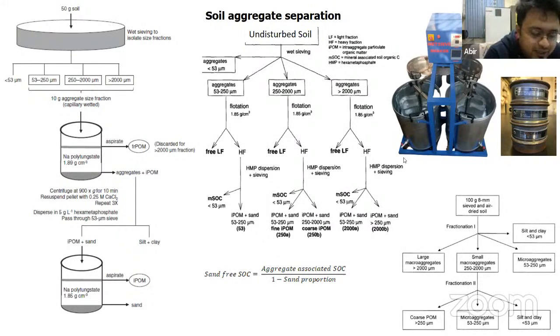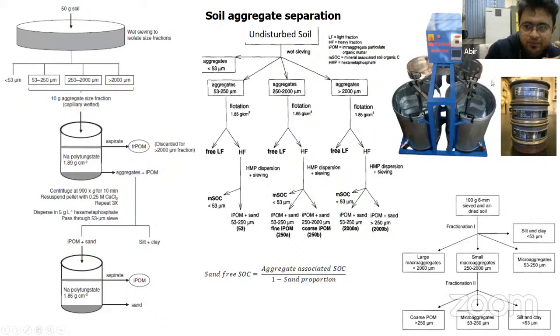So when we talk about soil organic carbon sequestration, we need to know how much is aggregate protected or physically protected soil organic carbon. That denotes a lot about the stability of that soil organic matter and the carbon sequestration potential of that particular soil. So for that, we actually do a soil aggregate separation through this process. And this is our wet sieve shaker.